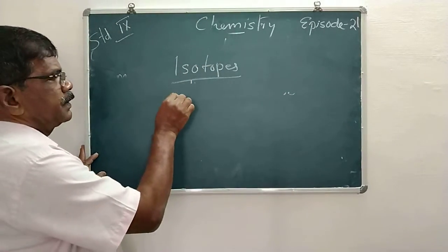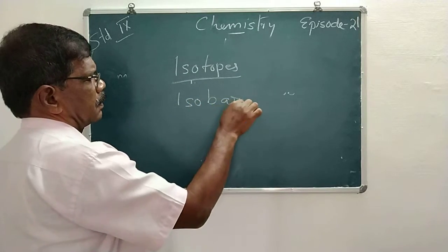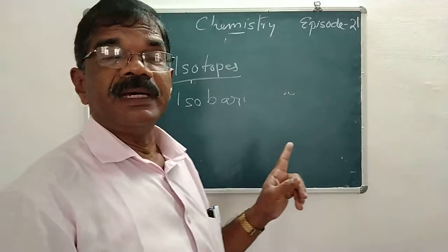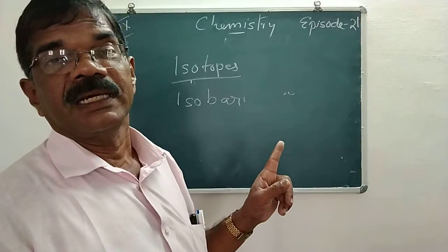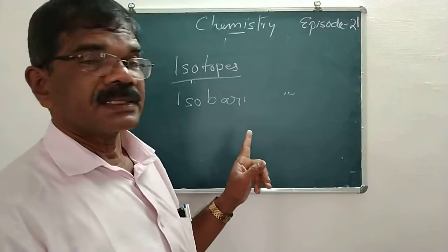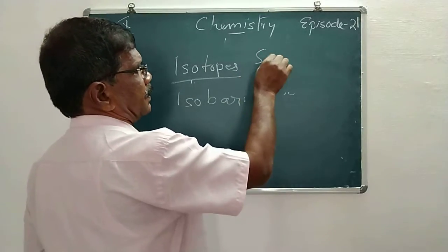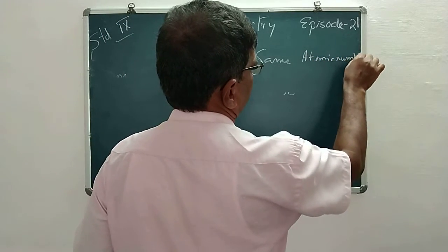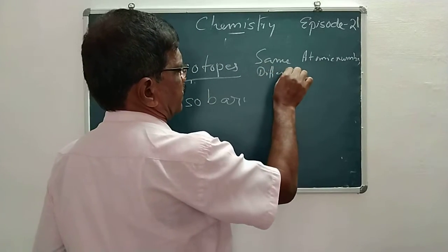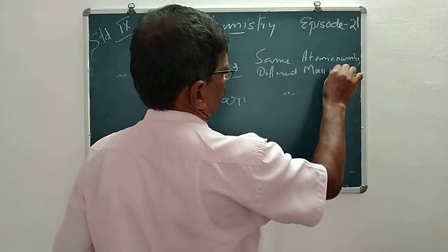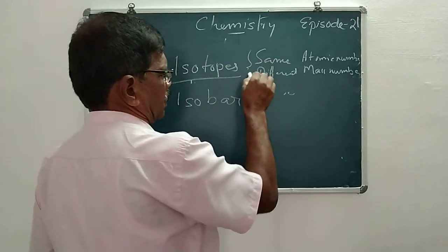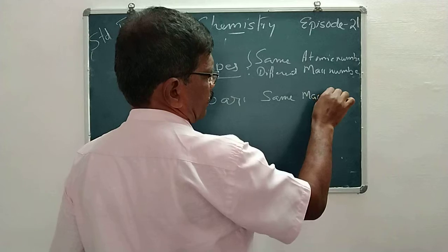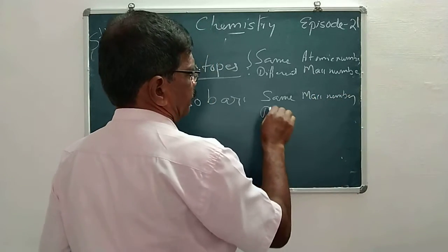Then you have to learn another term, isobars. Elements having the same mass number and different atomic numbers are called isobars. In isotopes, same atomic number, different mass number. Isobars, same mass number, different atomic number.